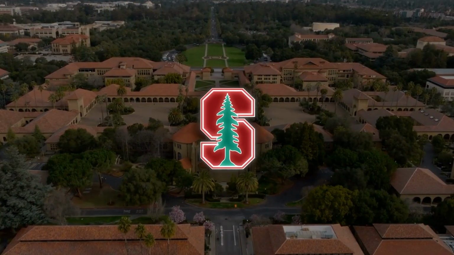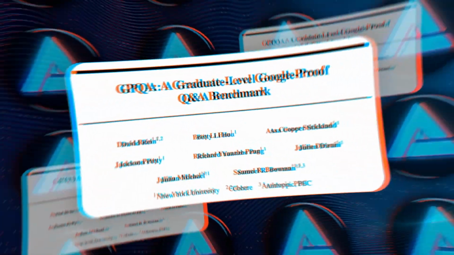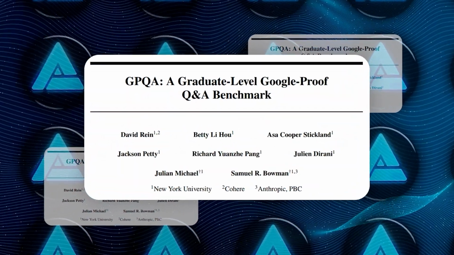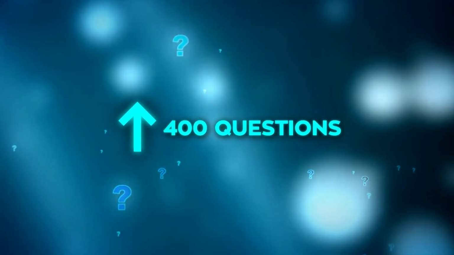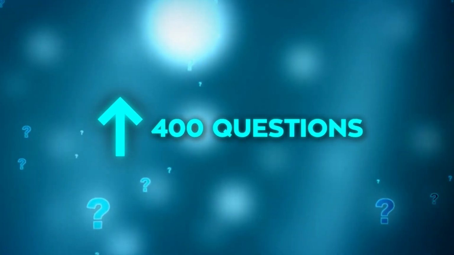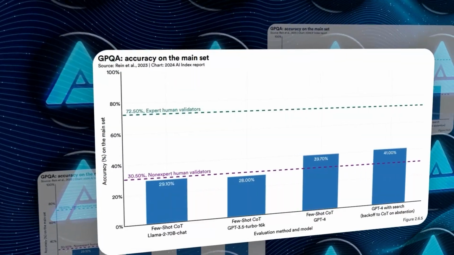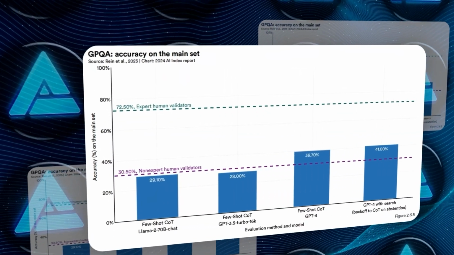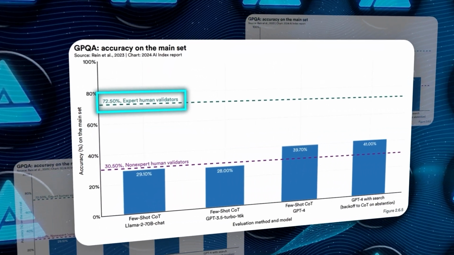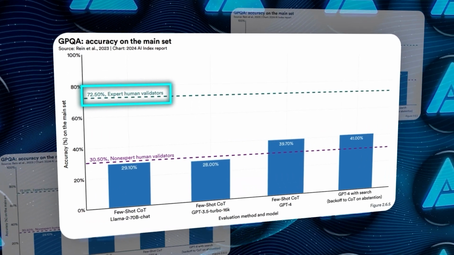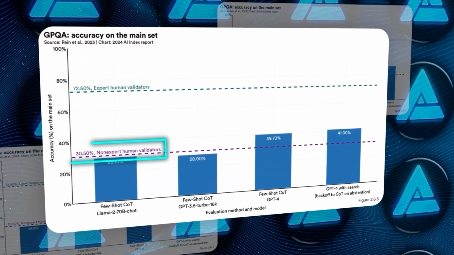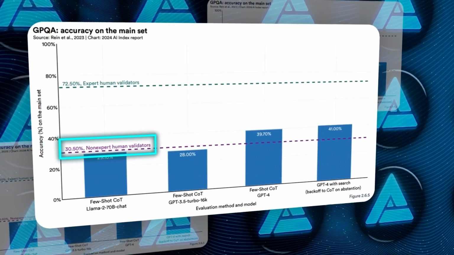Now, the report also talks about this test called the Graduate-Level Google-Proof Q&A benchmark, or GPQA for short. It's a set of over 400 multiple choice questions that are seriously tough, so basically PhD-level stuff. When they tested it on actual PhD scholars, they could only answer about 65% of the questions in their own field correctly. Outside their field, they dropped to 34%, even with access to the internet.